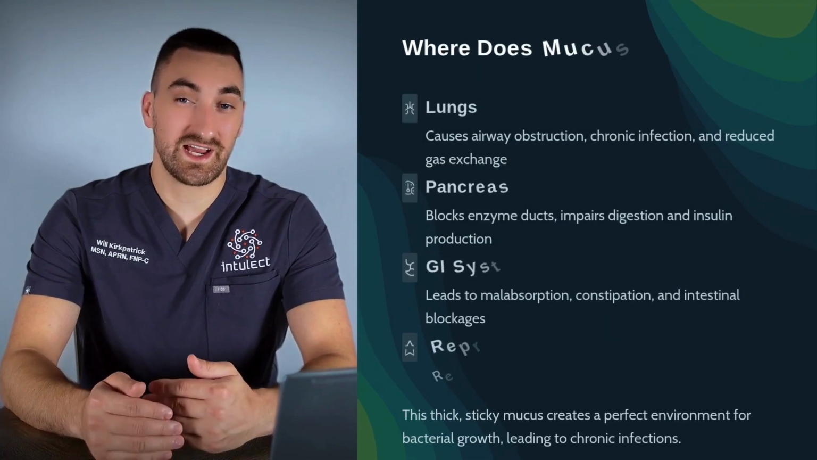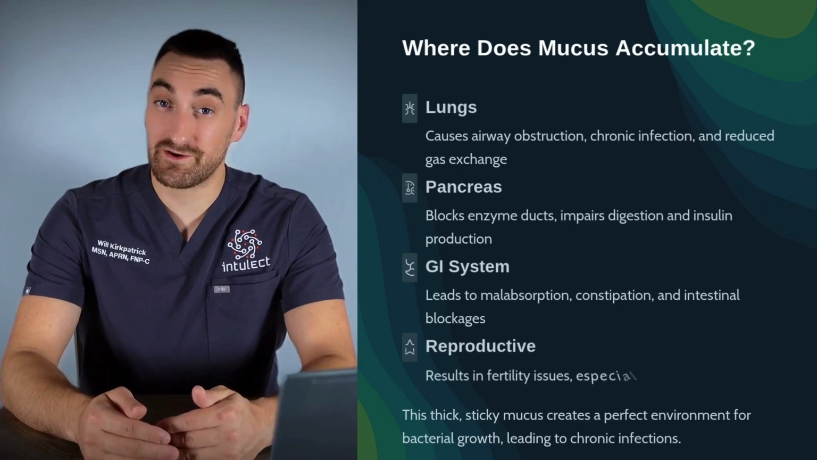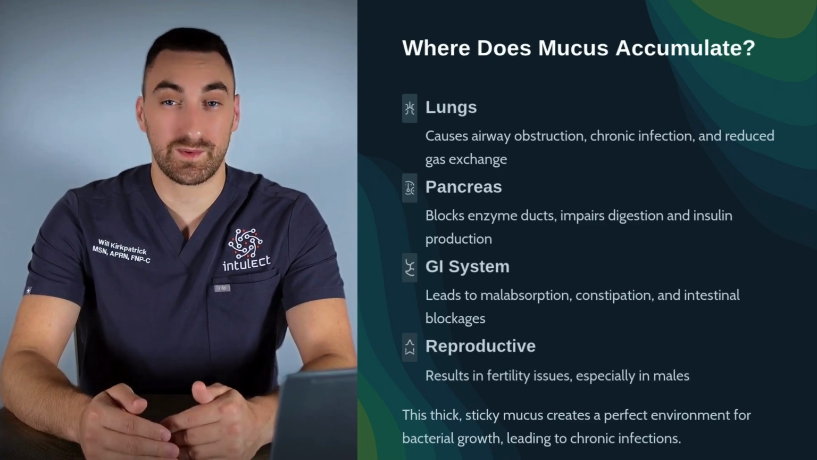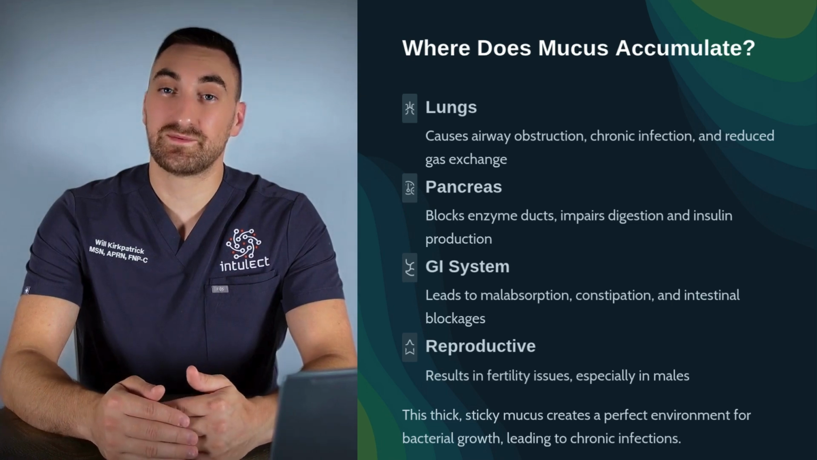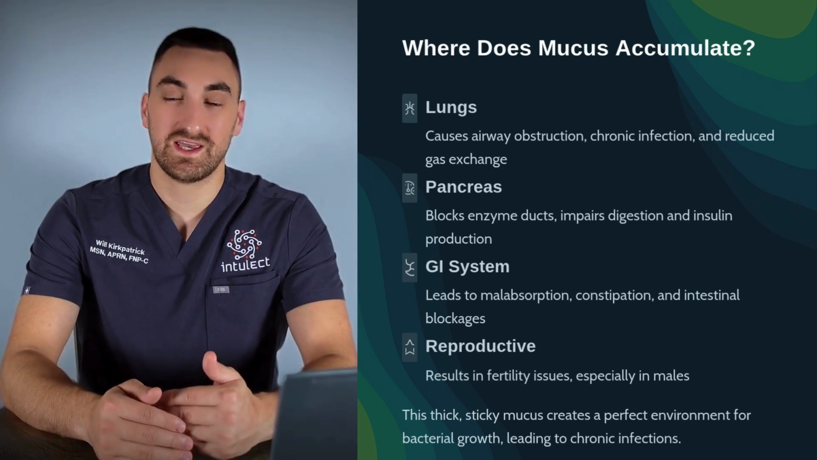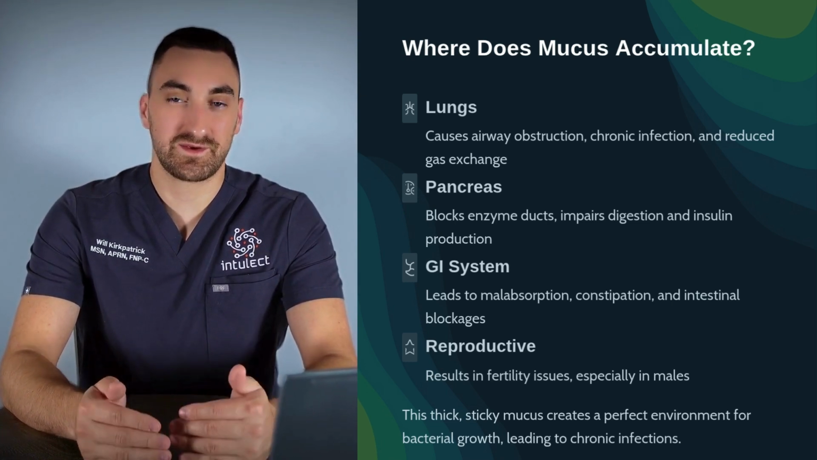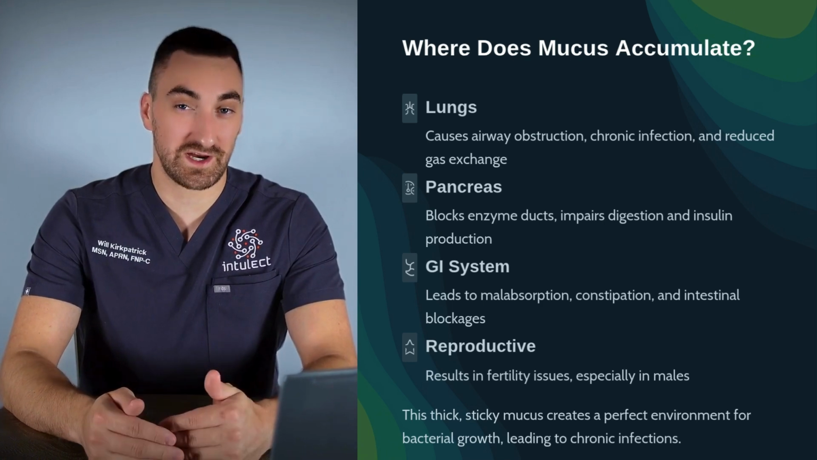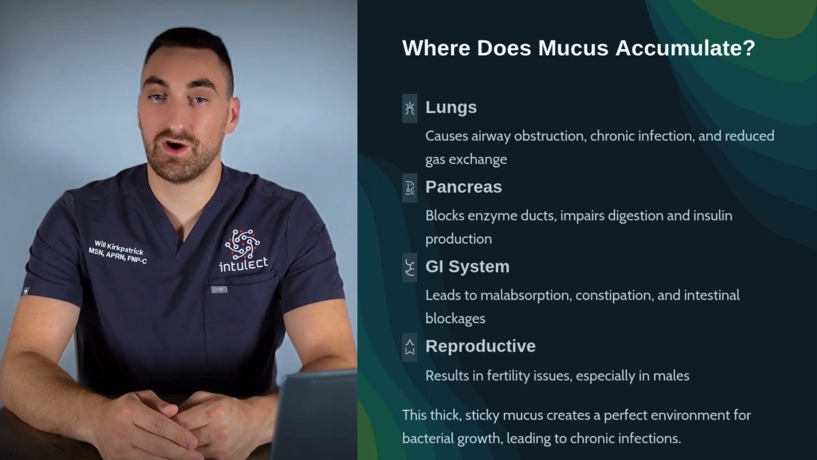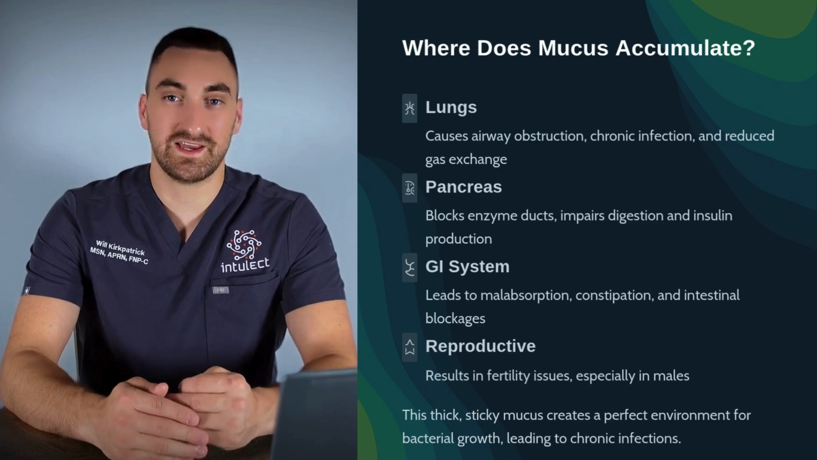And once again, this likely collects in the lungs, the pancreas, the gastrointestinal system, or reproductive organs. Because of that thick mucus, it causes obstructions in those pathways, and the thick mucus is also a source of infection because bacteria loves to grow in dark, warm, and stagnant environments.